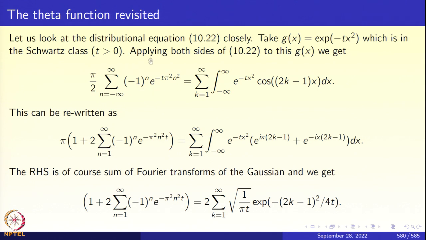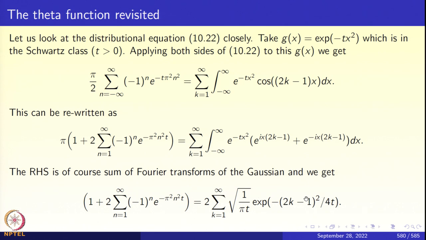Now let us combine this. Let us simplify the left hand side as pi times (1 plus 2 times the summation n from 1 to infinity of (-1)^n e^(-pi^2 n^2 t)). And the 2 factor was taken on the right hand side. So 2 cosine a is e^(ia) plus e^(-ia). Now, each of these 2 pieces is the Fourier transform of a Gaussian. You know how to calculate the Fourier transform of a Gaussian. It's another Gaussian.